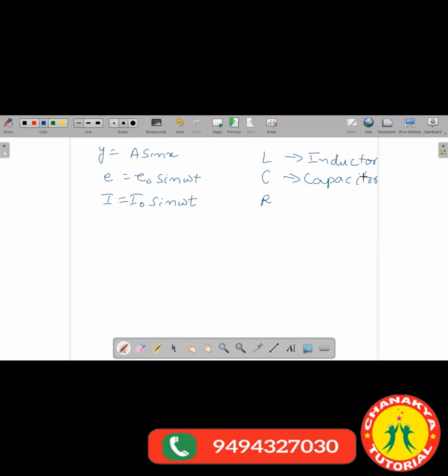To operate in a DC circuit, all of them cannot operate in a DC circuit. They can operate very well in an AC circuit. L, C, and R. So this is how the AC current happens.